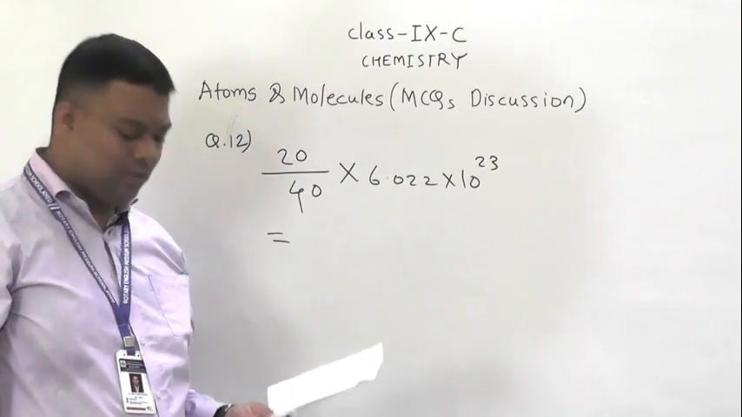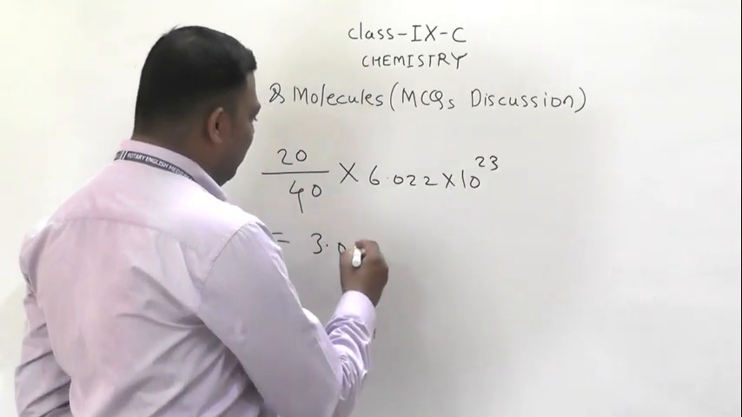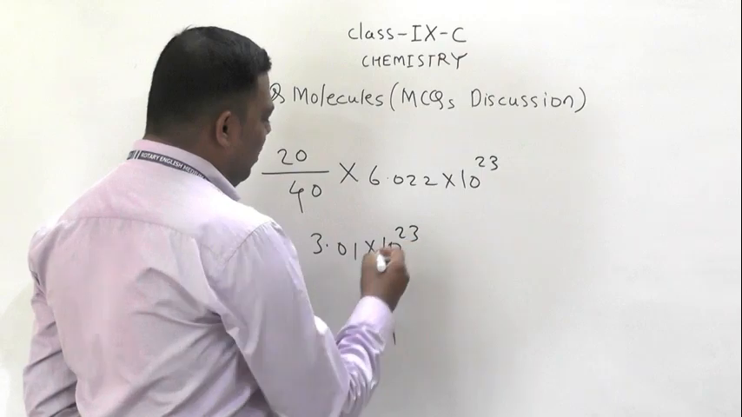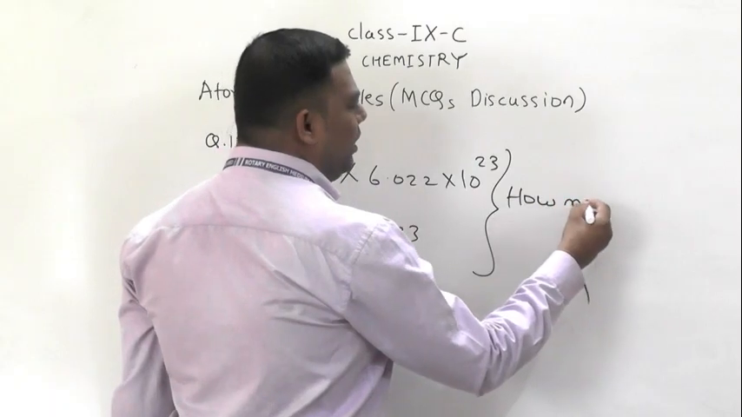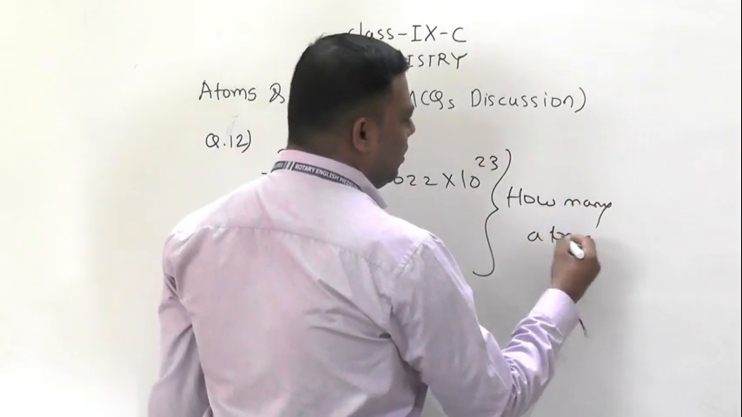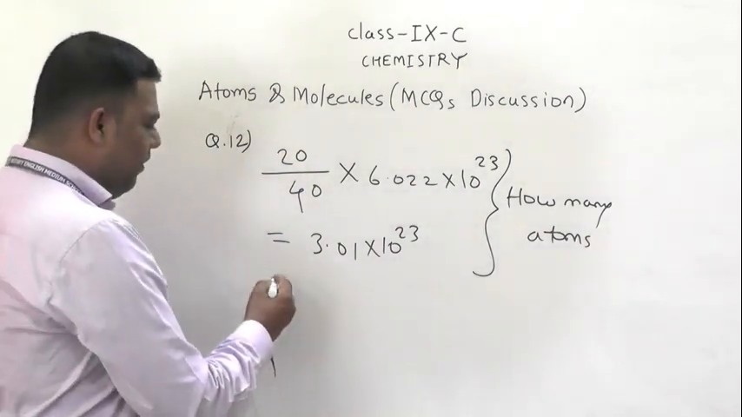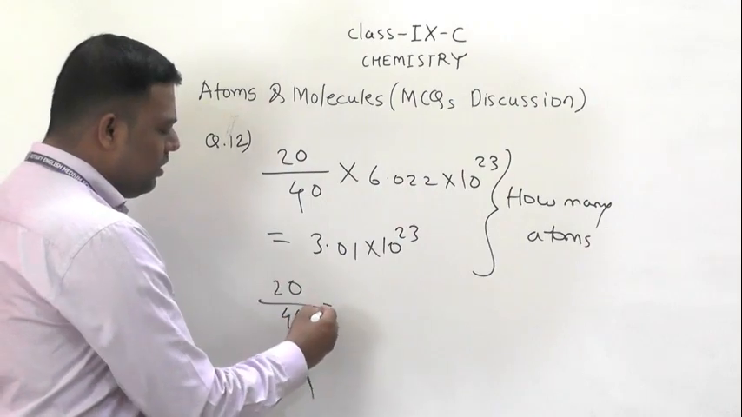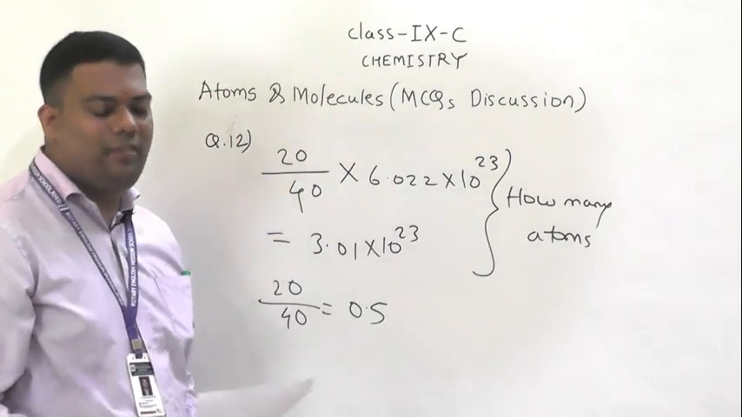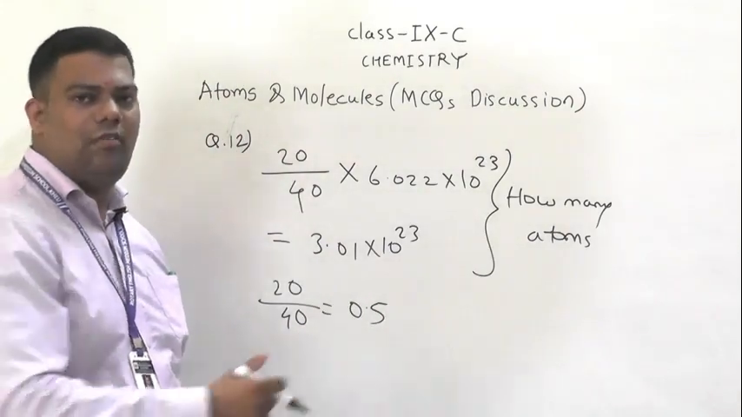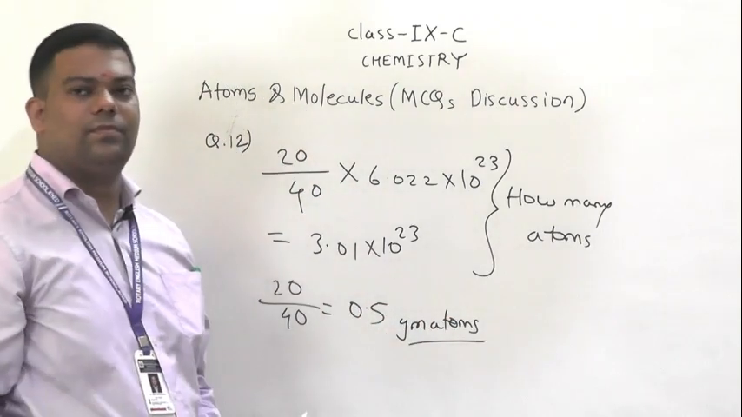20 by 40. Here you will get the answer 3.01 into 10 raised to 23. Okay, these are the calculations regarding how many atoms. And for gram atoms, simply, for gram atoms, what? 20 by 40. Yes, how much here? 0.5. So 0.5 gram atoms here you will get. Understood?